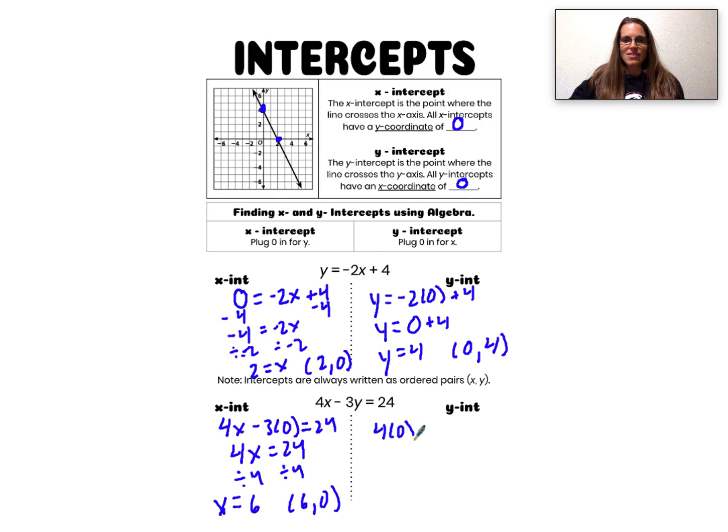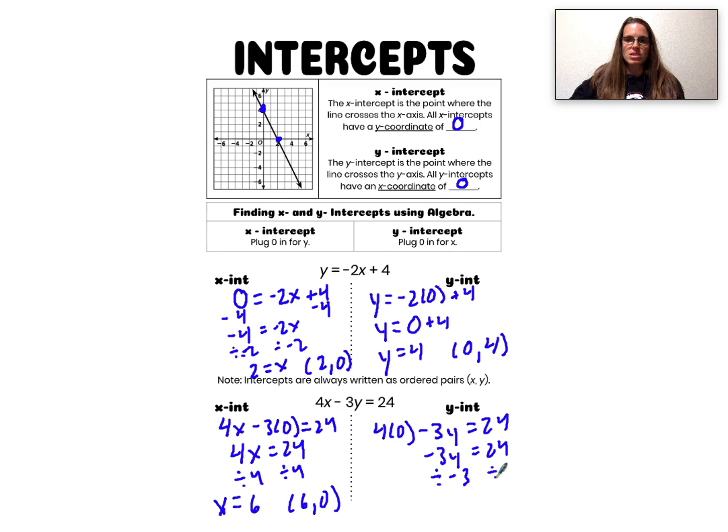Similarly, I can find the y-intercept by plugging in 0 for x. When I plug in 0 for x, that term disappears. So 4 times 0 minus 3y equals 24. After that disappears, I just have negative 3y equals 24. Be really careful not to lose that negative.